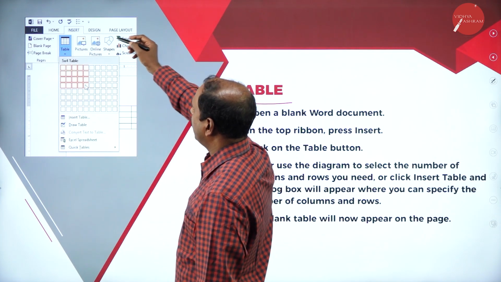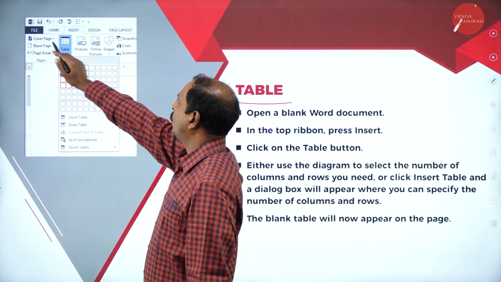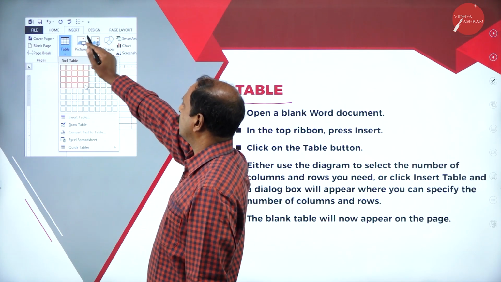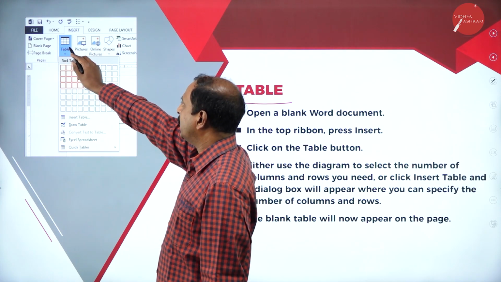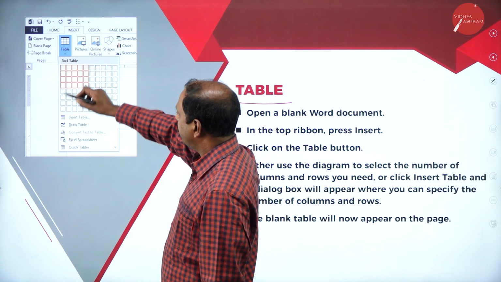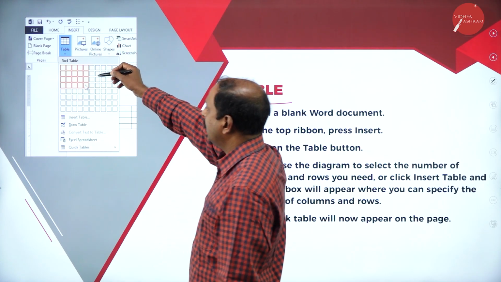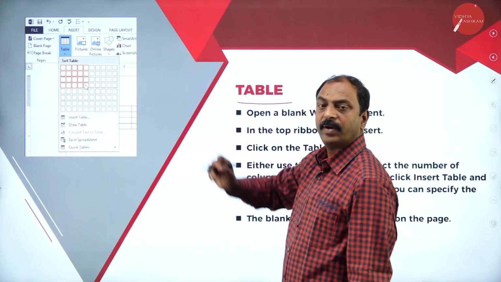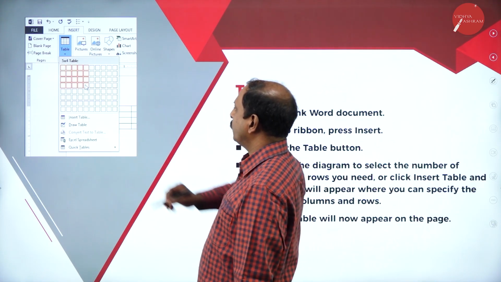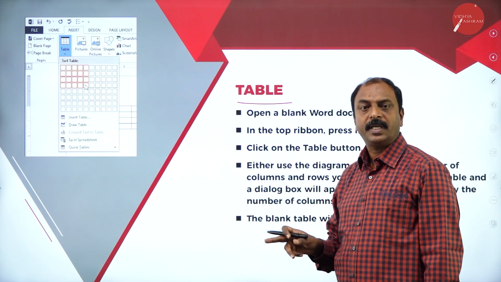Here we have the menus: file, home, insert. Under the insert menu we have a button called table. Once you select the table button, you will get a dialog box. With this we can select the number of rows and number of columns as per our requirement. Once we select that, it creates a blank table in the Word document in the working area.